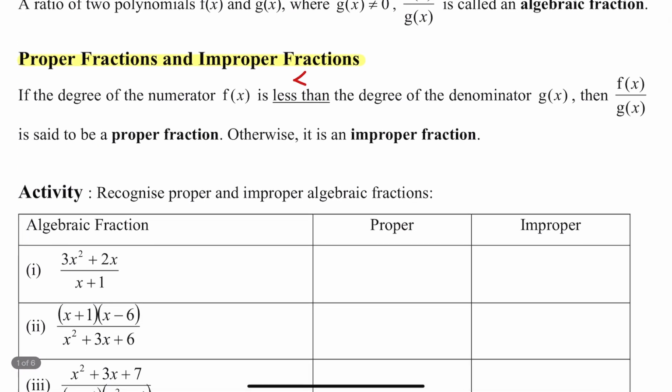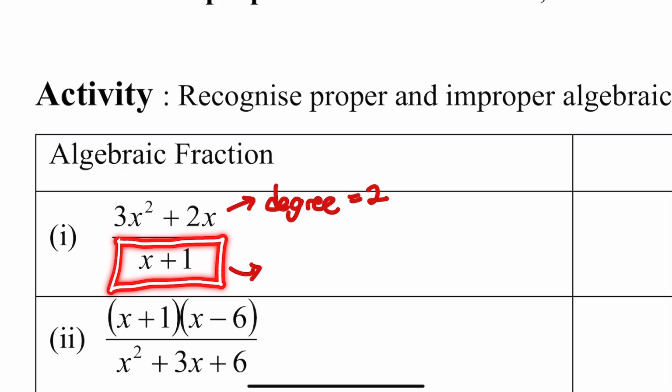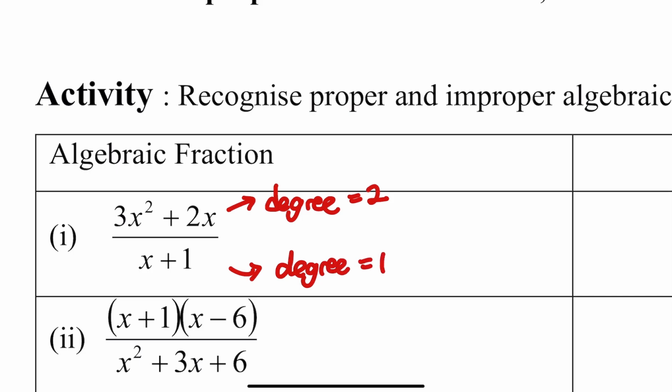I hope you still remember the meaning of degree. So let's look at part 1. If I have this algebraic fraction over here, we consider the numerator first. The degree of the numerator is the highest power of x, which in this case is 2. So the degree of the numerator is equal to 2. Whereas for the denominator, the highest power of x is 1. So the degree of the denominator is equal to 1.